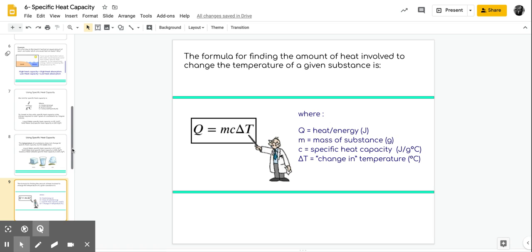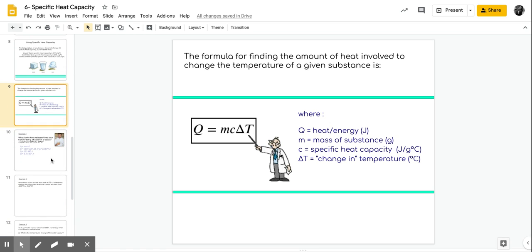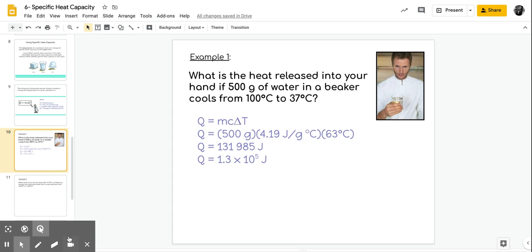All right. So using it, what does this mean? I have this one written out, typed already. What is the heat released in your hand if 500 grams of water, make sure you note what state we're dealing with, so it's water, so this is your liquid, in a beaker cools from 100 to 37 degrees?